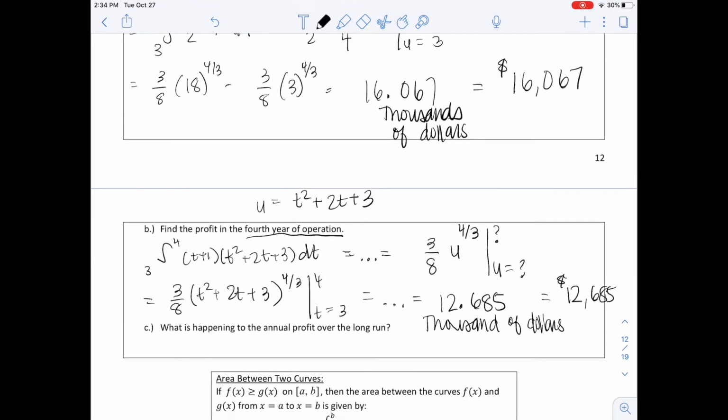Part C says, what is happening to the annual profit over the long run? And so if you look at these two, this first one, part A, was our first 3 years, and this was just that 4th year of operation. So that is definitely increasing. So I'll put down, it is increasing.